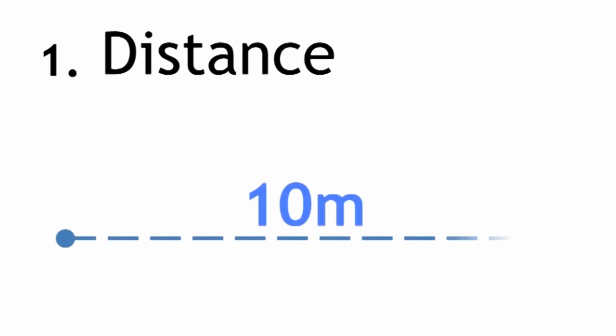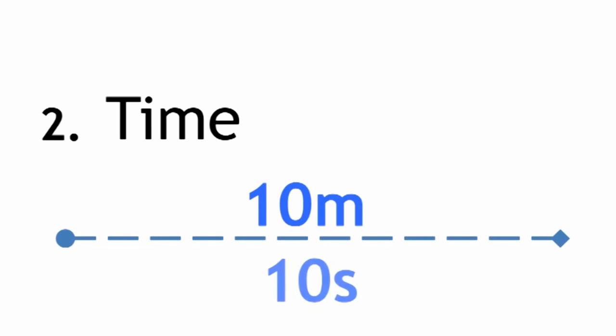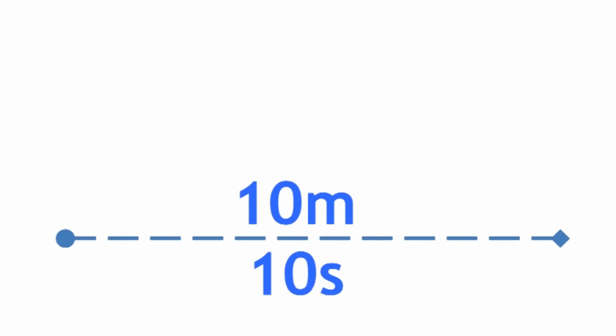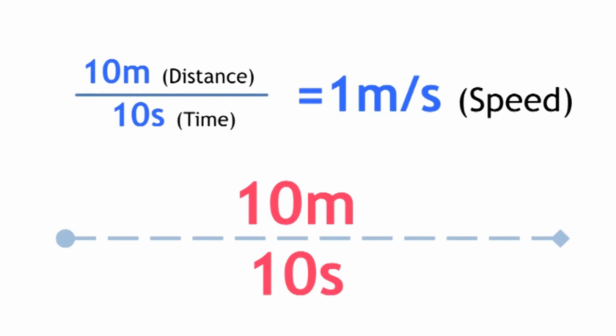Using these two figures, for example, Sammy covers 10 meters. We're going to use meters here because to scientists these are the most useful units. She covers the 10 meters in 10 seconds. We're going to use seconds also because they're very useful. So how fast does she travel? We take the distance, 10 meters, and divide by the time, 10 seconds. 10 divided by 10 is 1 meter per second.